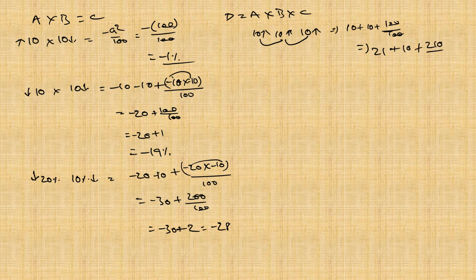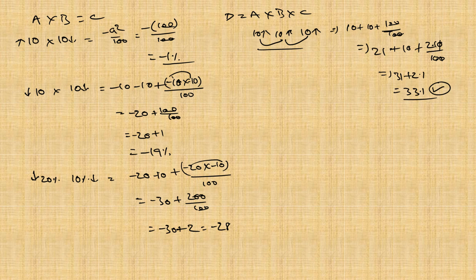21 into 10, 210 divided by 100. 31 plus, cancel the zeros and we put the decimal point here before one digit. 31 plus 2.1 is equal to 33.1, which is the effective change in the number if there is an increase of 10% in the three digits.